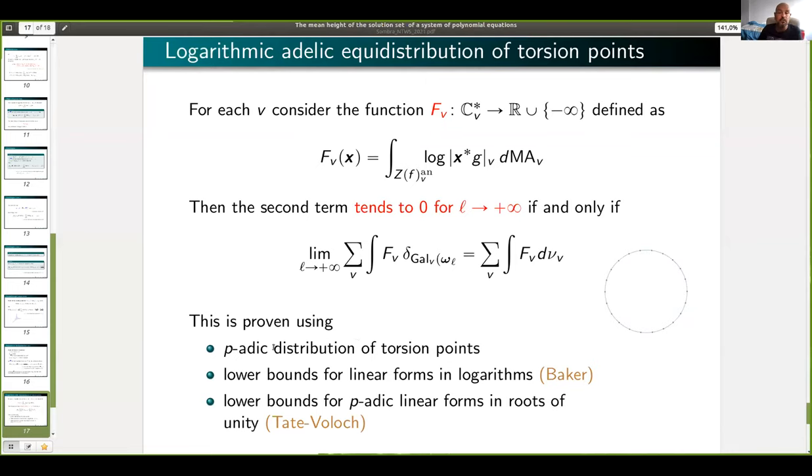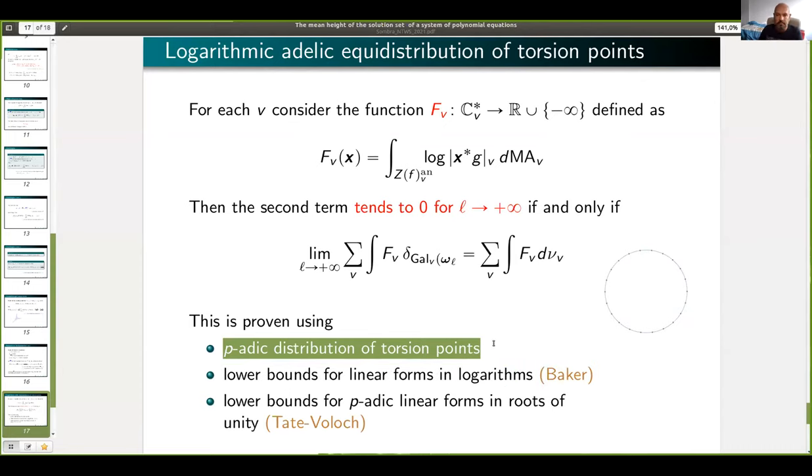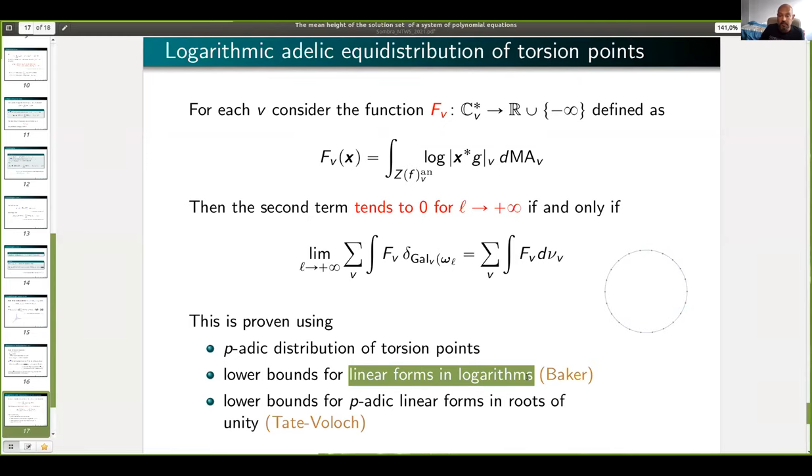And to solve it, we had to use these tools. First of all, we had to study the p-adic distribution of these torsion points. And then this p-adic distribution of torsion points is what assures us that you can get rid of all the places except a finite number of them. That is, this study of reductions of torsion points is what allows us to go from adelic to local. Secondly, in the Archimedean place, you have to use bounds for linear forms in logarithms. That is the classical Baker theorem, Alan Baker's theorem on that. Whereas the p-adic places are easier to treat with the Tate-Bugeaud theorem on p-adic linear forms in roots of unity.